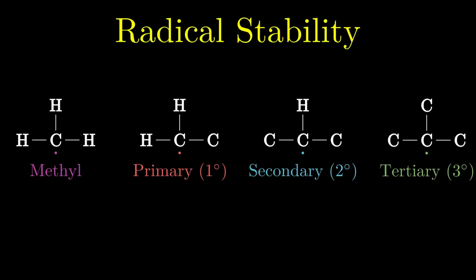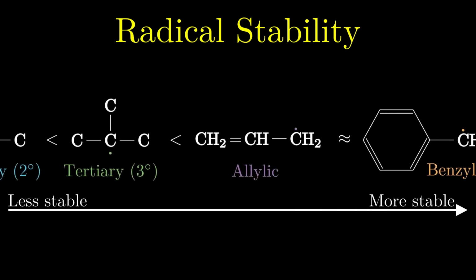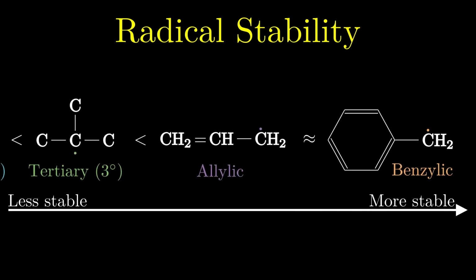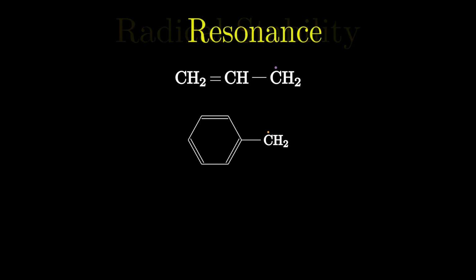Out of the most common ones we've seen so far, the tertiary radical is the most stable, but the lone electron in all 4 on the screen is kind of stuck where it is. However, this is not true for all radicals, and this is why allylic and benzylic radicals are more stable. Unlike the other 4, the electrons in these 2 are delocalized, meaning they can move around and form new structures. You've heard this concept before with the term resonance.